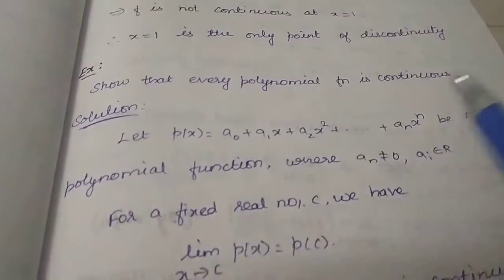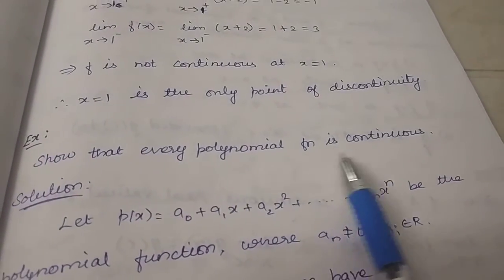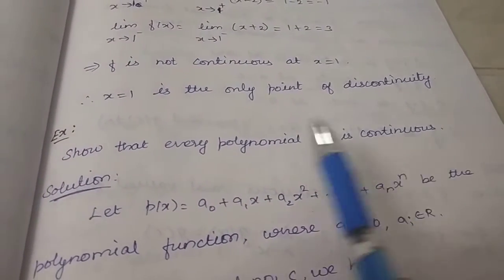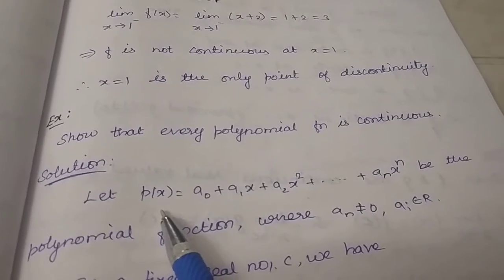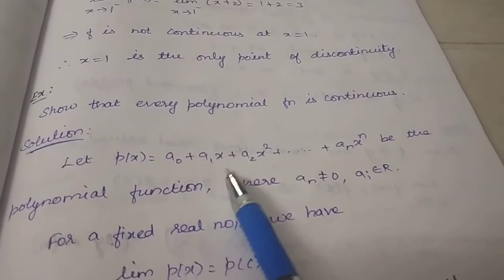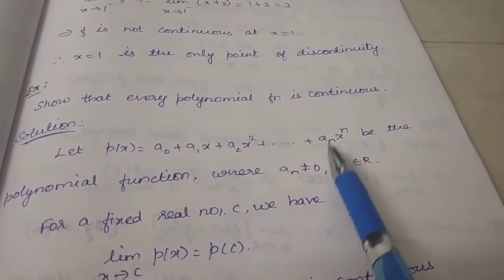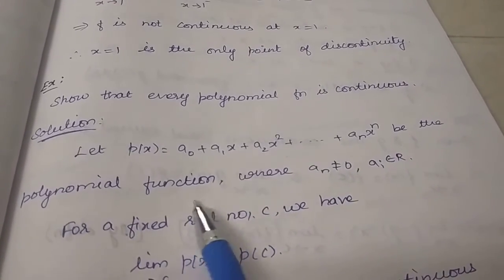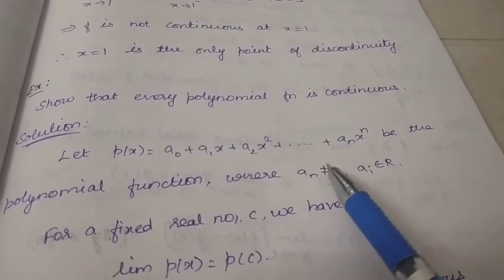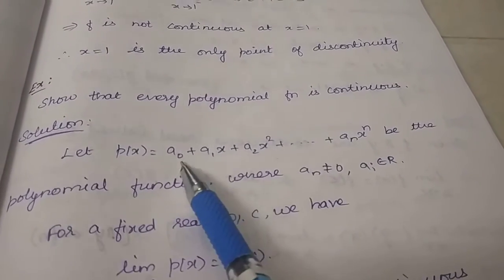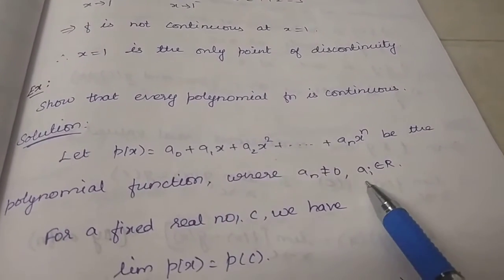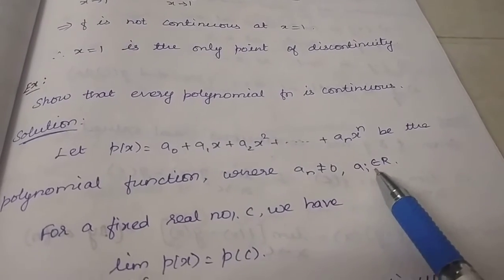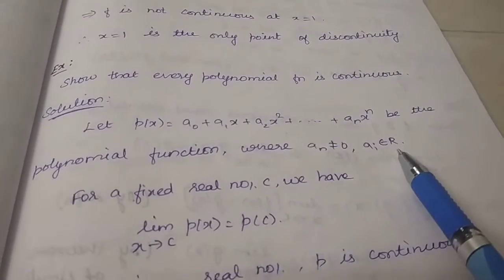Then one more problem. Show that every polynomial function is continuous. So first let us consider a polynomial function p of x equal to a0 plus a1x plus a2x square plus etcetera plus an x power n be the polynomial function where this an value is not equal to 0 and these a values, in particular I am writing ai, belong to R.